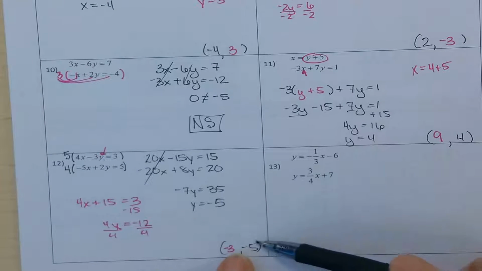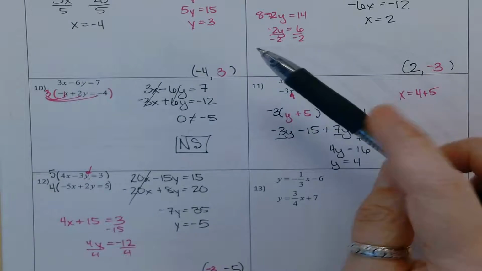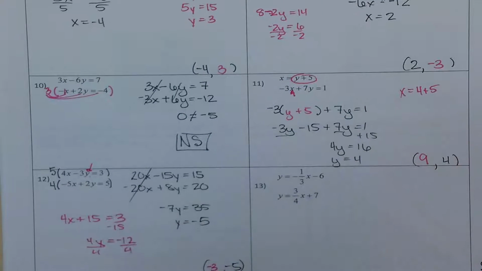All of these represent a point where the lines cross. This means the lines do not cross.